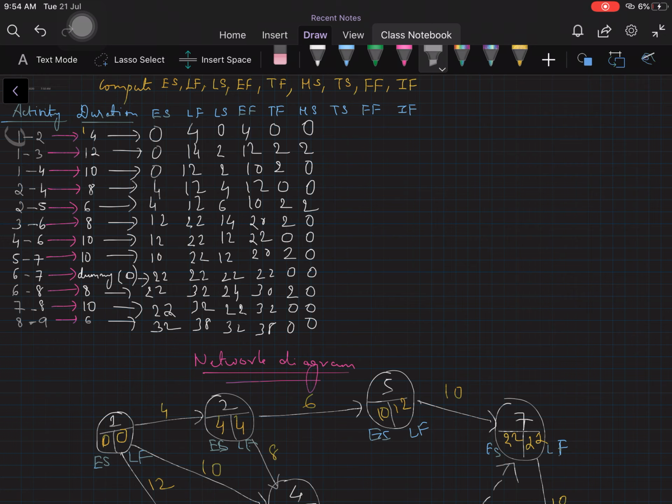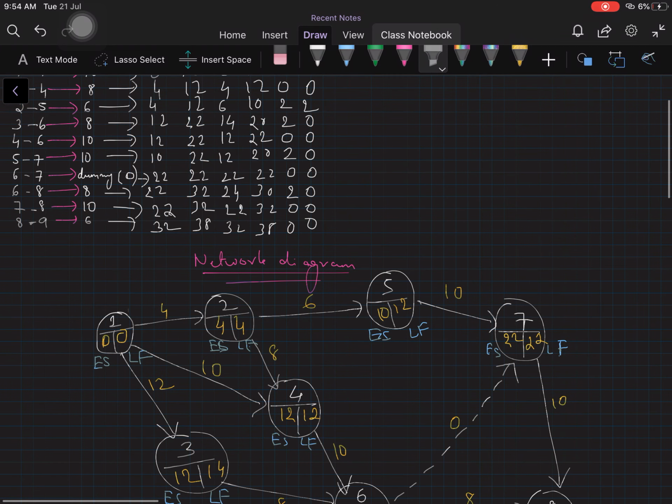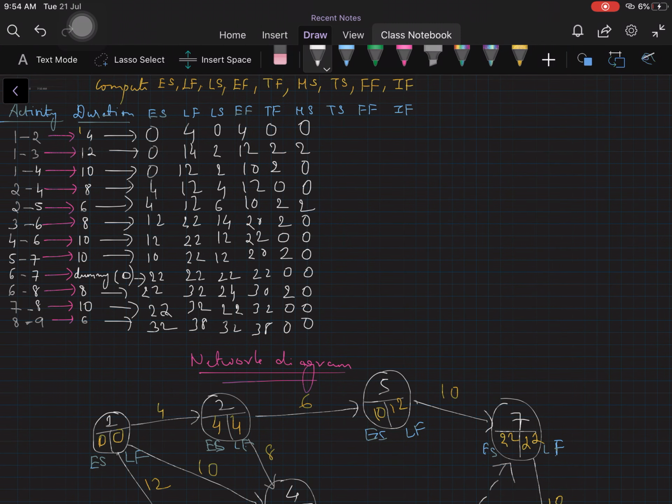Now we will go to 1 first and find the slack. Where is 1? 1 is here. 0 minus 0, because LF minus ES, is 0 itself. So let's write 0. Now again we have 1 as the tail, so 0 itself will be the answer. Again 1 as the tail event, 0 itself will be the answer. Now let's go to 2.